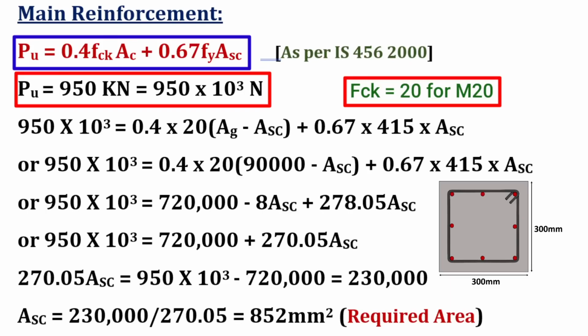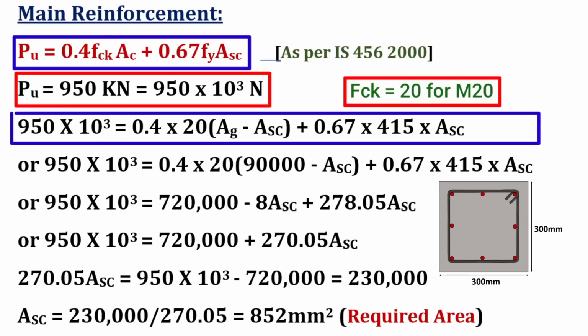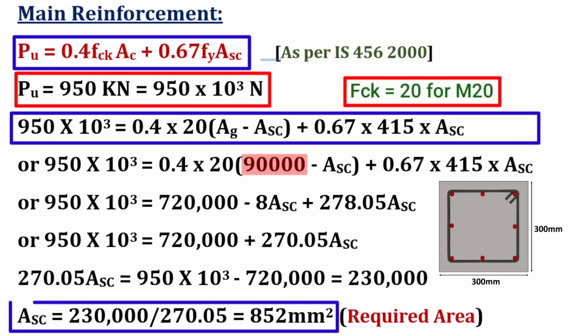By putting these values in this equation, we get 950 into 10 raised power 3 equal to 0.4 FCK, which is given as 20, into AC, which is equal to AG minus ASC, plus 0.67 Fy, which is given as 415, and writing ASC as such. After putting the value of AG equal to 90,000 mm square, we get the value of ASC equal to 852 mm square, which is the required area of steel.